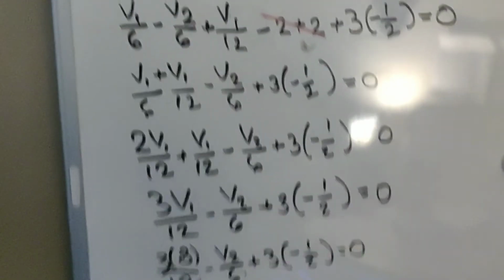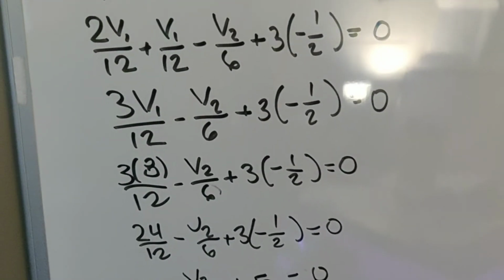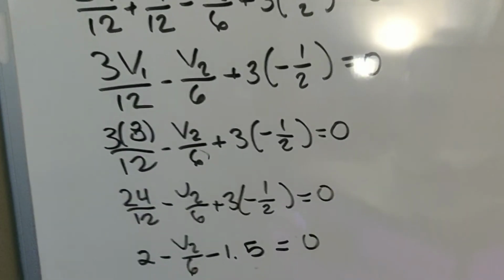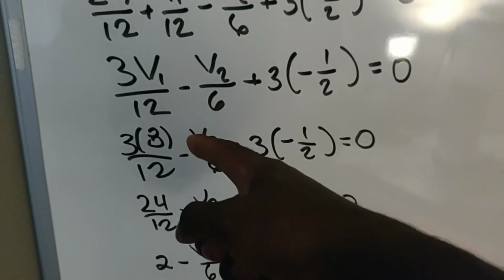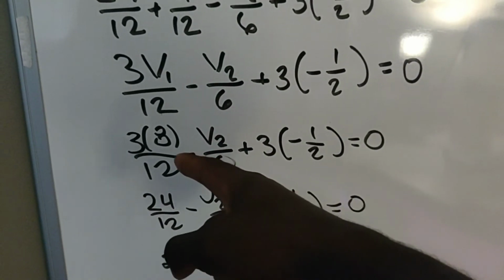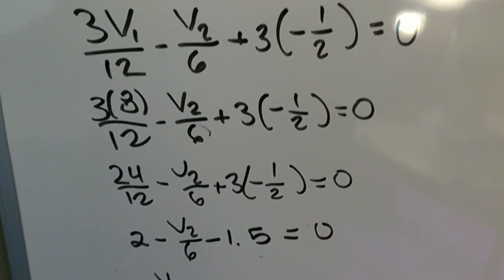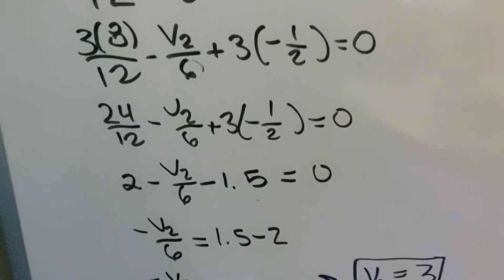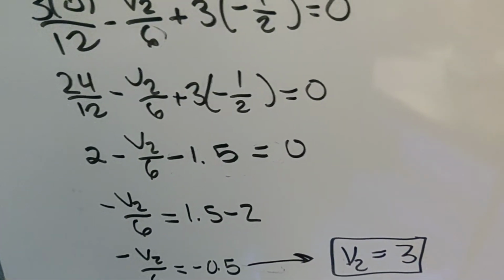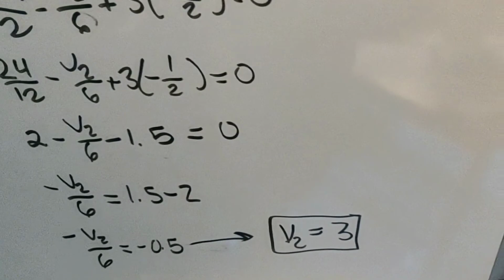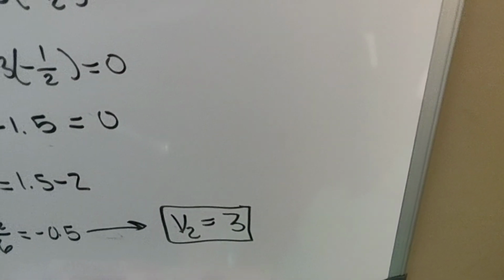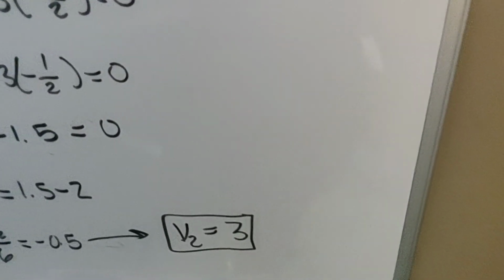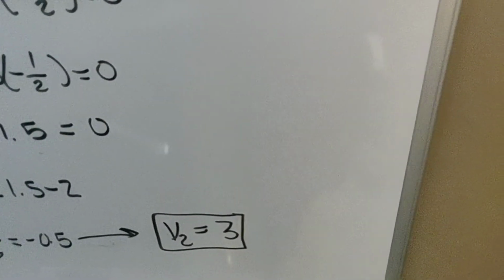All right, so here is the rest of the algebra broken down into a couple of simple steps. Here we plugged in our 8 volts for V1, and we just went ahead and solved it, simple algebra, and we ended up getting V2 is equal to 3. So now, what do we know about that? V2 isn't exactly Vs, but what do we know about that?